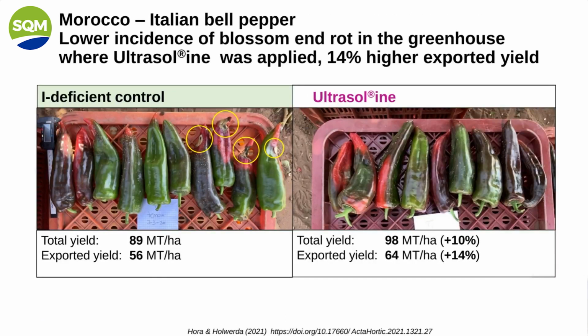In Morocco, Italian bell pepper, this trial demonstrates why it's important to have your calcium in your fruits. The grower suffered from a problem with blossom end rot in these Italian type peppers. And he noticed that when he applied Ultrasoline in one of the greenhouses on his project, he did not encounter this problem in such severe amounts. So in the end, the grower had 10% more yield in the Ultrasoline sector, but 14% more yield in the part of the fruits that we could sell for export because of the higher quality of these fruits.